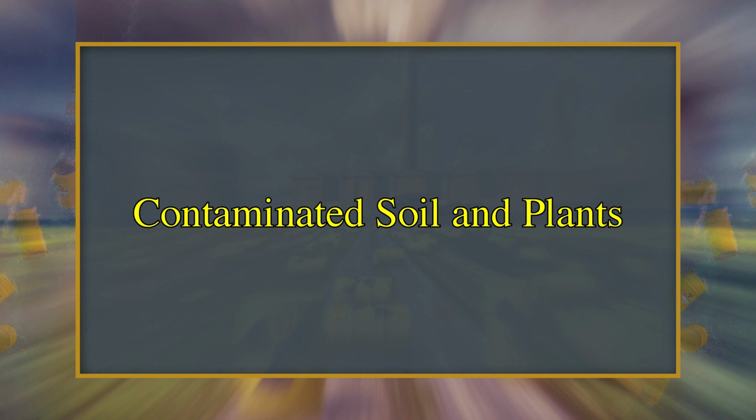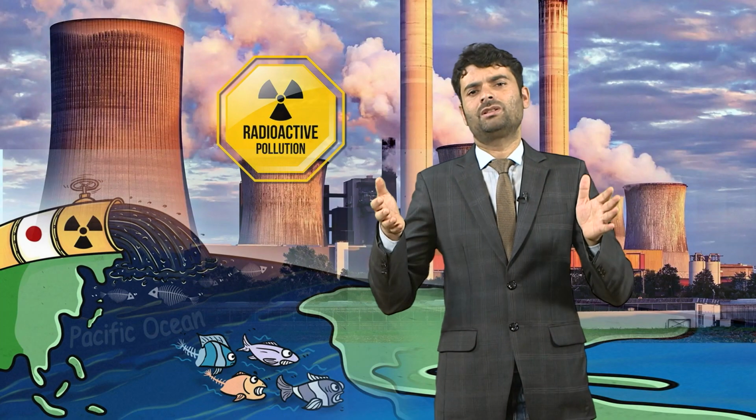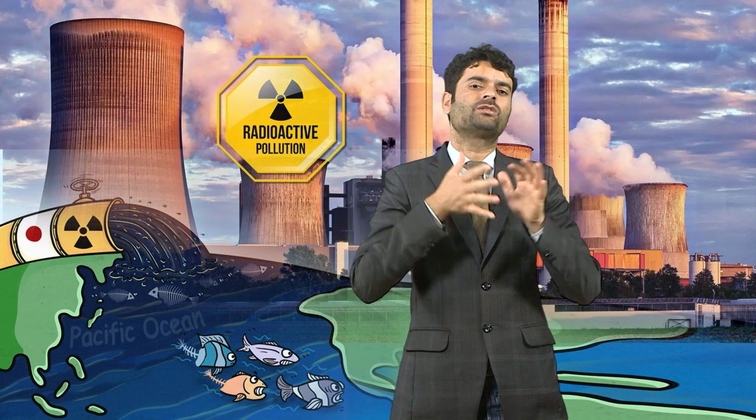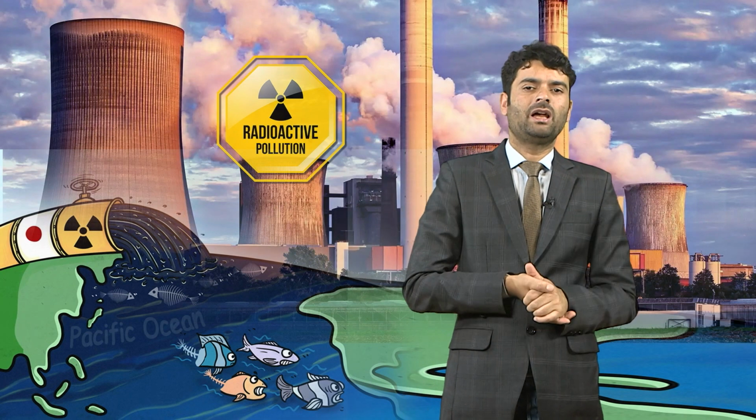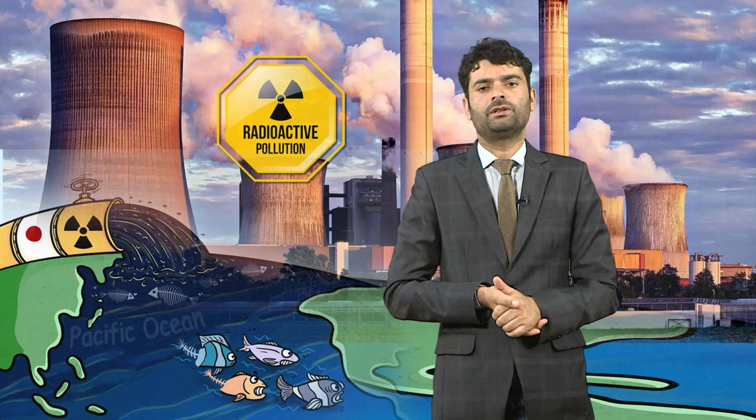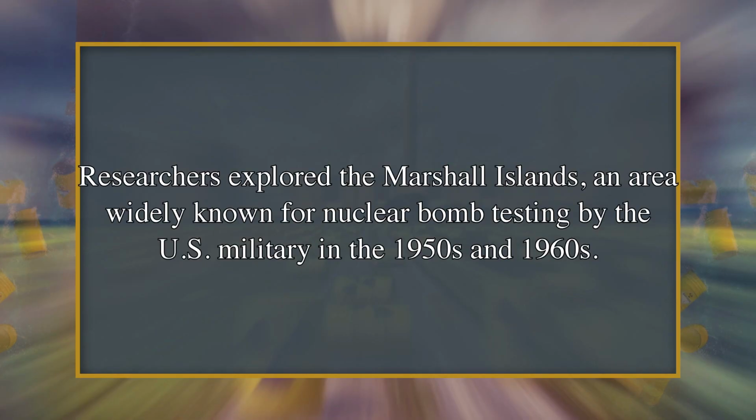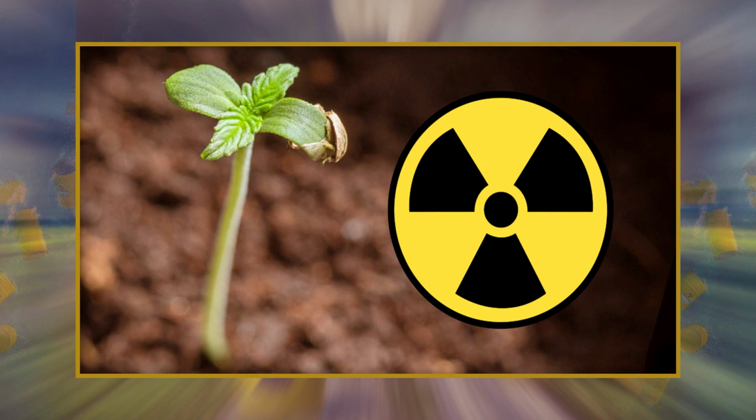Third, contaminated soil and plants. Dear students, nuclear radiations can contaminate soil, which then leads to plants and poses a health threat to individuals. Researchers explored the Marshall Islands, an area widely known for nuclear bomb testing by the US military in the 1950s and 60s. They found that the current soil samples and local foods, including coconuts and meat, contained radiation levels significant enough to pose a health risk to individuals.